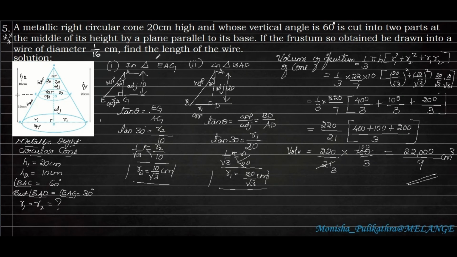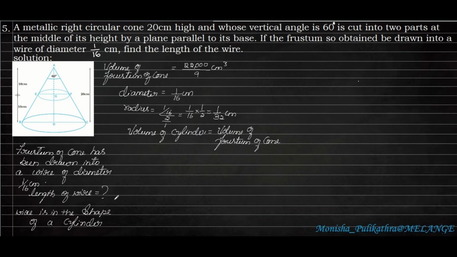But the problem continues. We have to find out the length of the wire. So moving on to the continuation of the fifth problem. Here the last thing we have to find out is the frustum of a cone, this half part, the bottom part. This frustum of a cone has been converted into a wire. It is drawn into a wire of diameter 1 by 16 centimeter. We need to find the length of the wire.